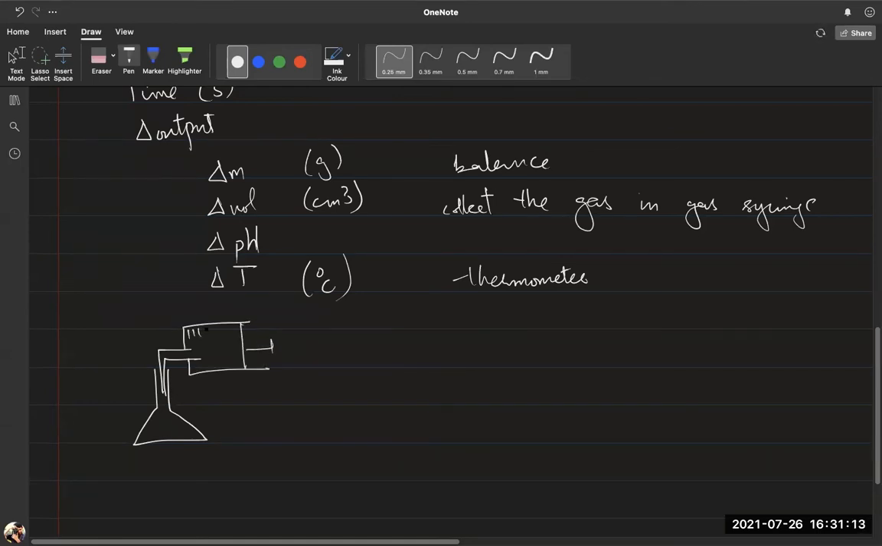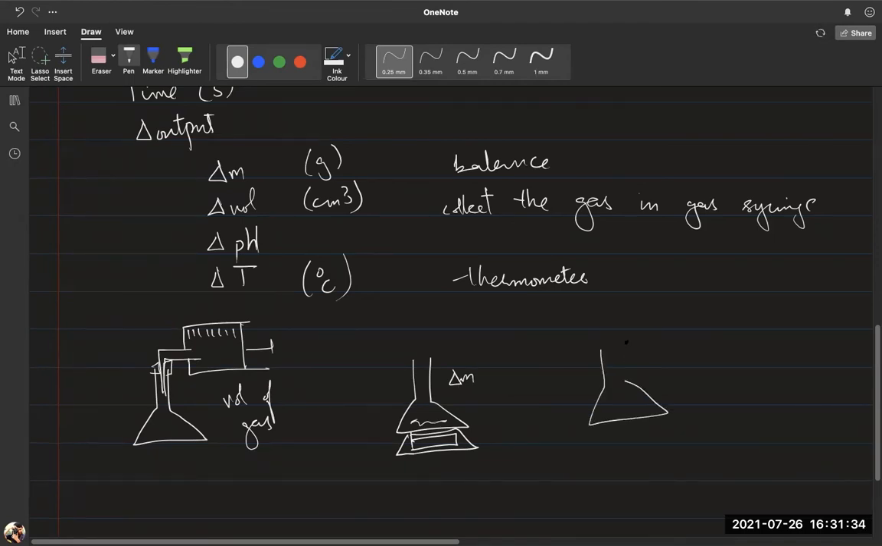This means that you are measuring it based on the volume of gas. Similarly, we sometimes have setups with a balance, as I've shown you. This balance tells me the change in mass. Similarly, to measure the change in temperature, we sometimes have this setup where we're heating it up, and we have a thermometer, and that thermometer tells us what the values are.